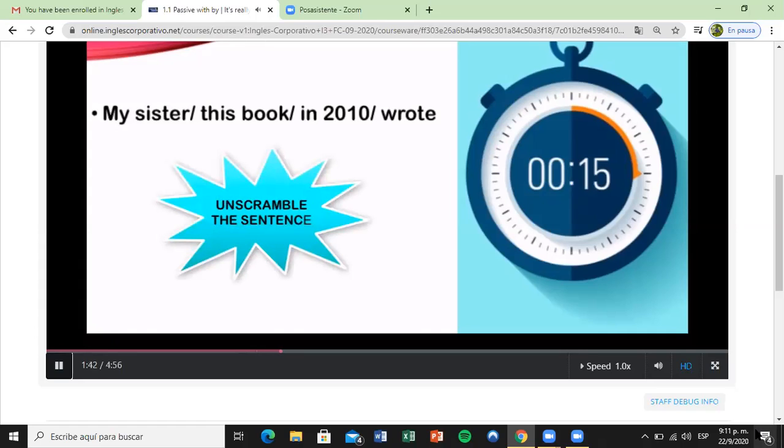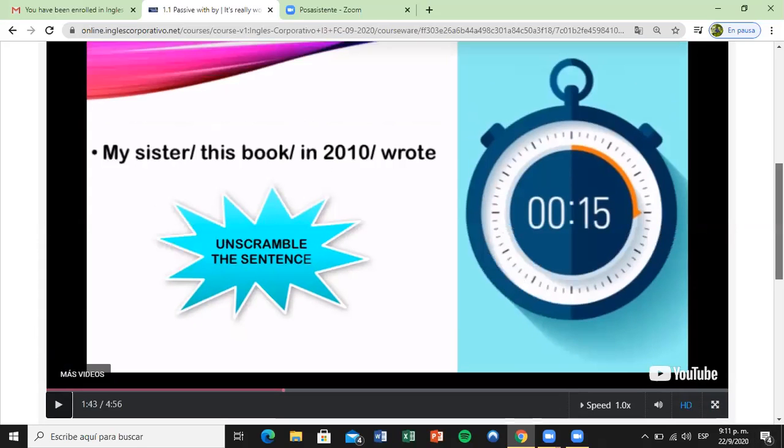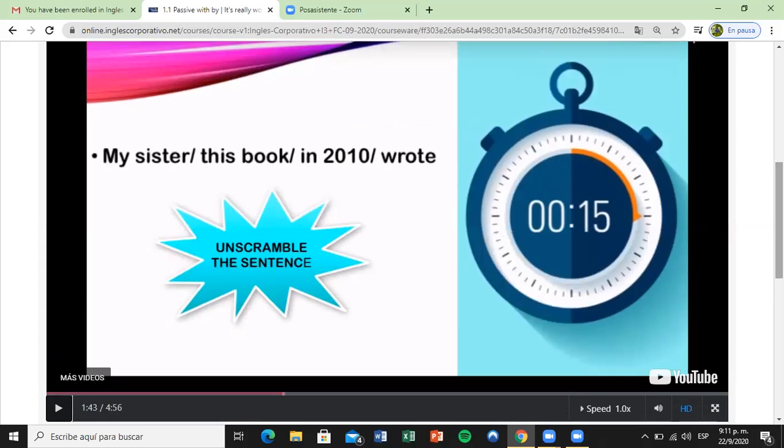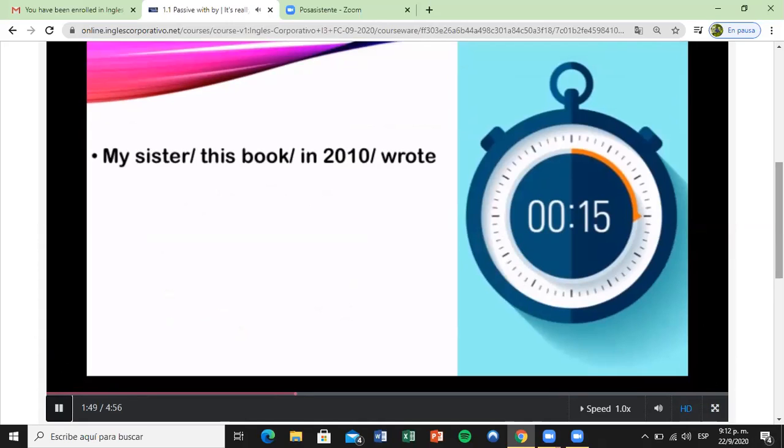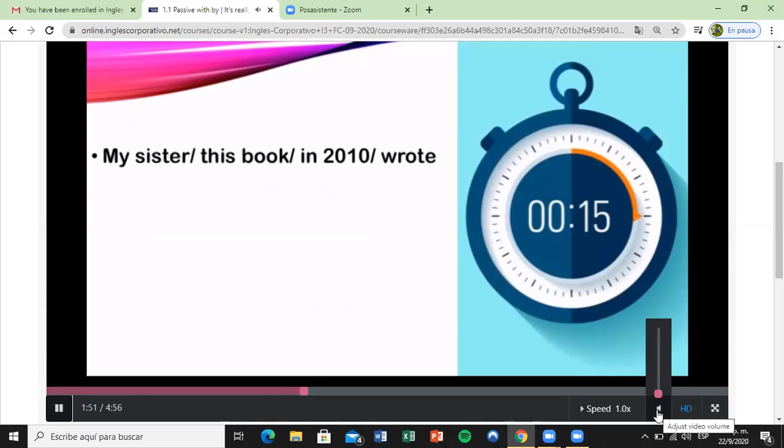Exactly what it says is unscramble. Let's put this in order. What is the correct order for this sentence? My sister wrote this book in 2010. Okay, that's good. My sister wrote this book in 2010. Excellent. That's the correct one. I don't know why the clock is not working there, but we advance.